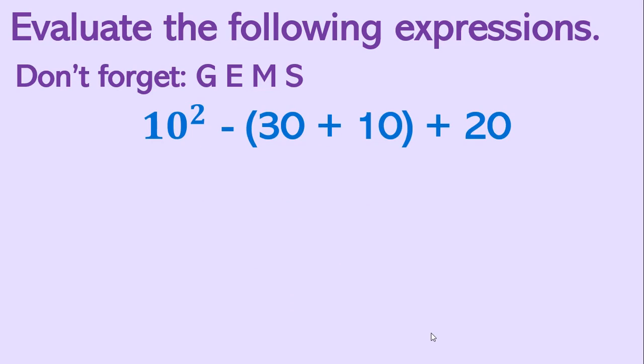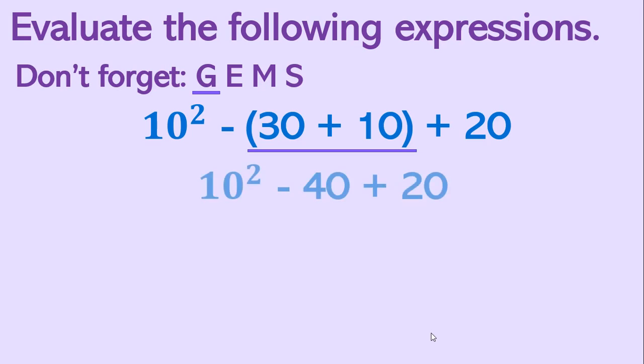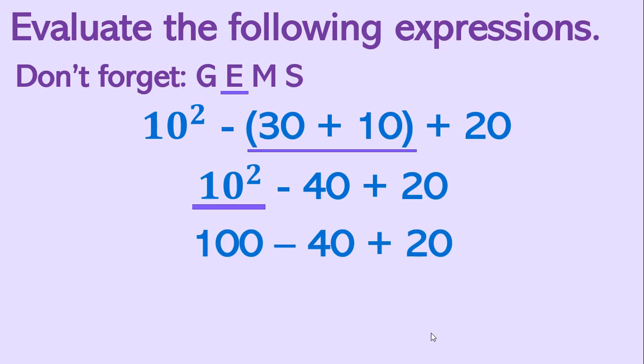Let's try another. 10 to the power of 2 minus the sum of 30 and 10 plus 20. Let's start with the grouping symbols. 30 plus 10 is inside the parentheses, so we're going to do that first. 30 plus 10 is 40. There's no more grouping symbols, so we're going to move on to exponents. We have here 10 to the power of 2, which equals 100, because 10 to the power of 2 is 10 times 10. There are no more exponents, so we're going to move on to multiplication and division.